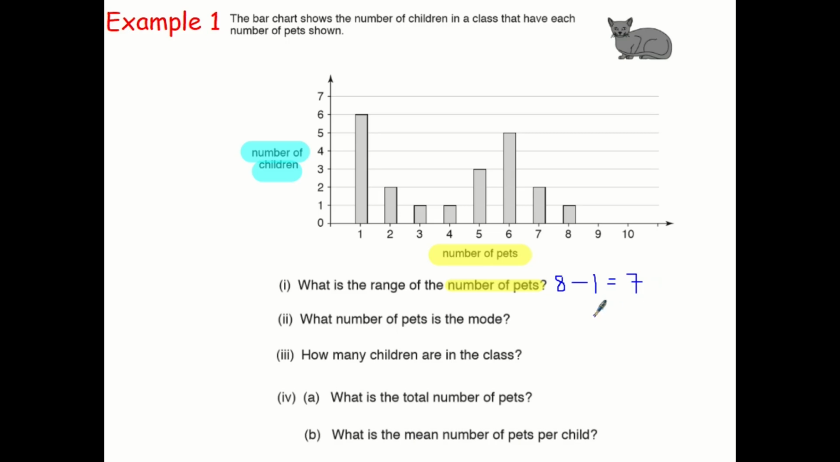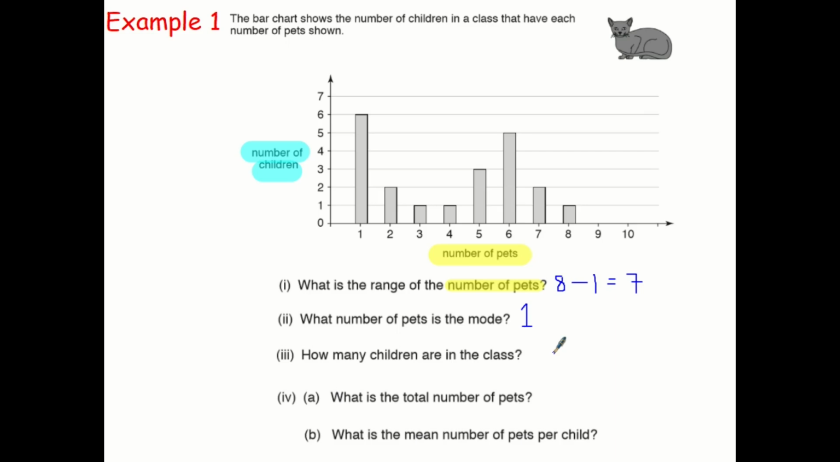What number of pets is the mode? So the mode is the one you see the most. So in this case, I can see that the tallest bar is this one. Now lots of people might say, well, 6 is the mode there, but it's not. You've got to be really careful. The mode number of pets is 1. So the most people have just 1 pet, and that is the mode number of pets, 1.